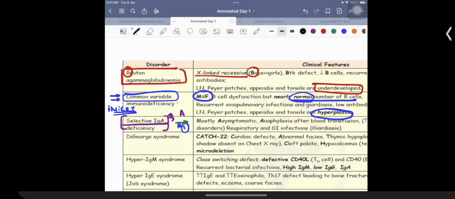Right? DiGeorge syndrome, of course you know that answer. 22q11. Patients are going to be having hypocalcemia. They are going to be having a T cell defect. Hypocalcemia and T cell defect.